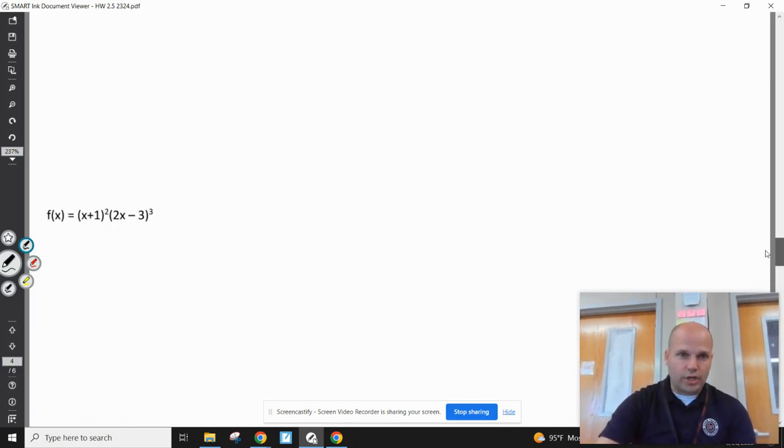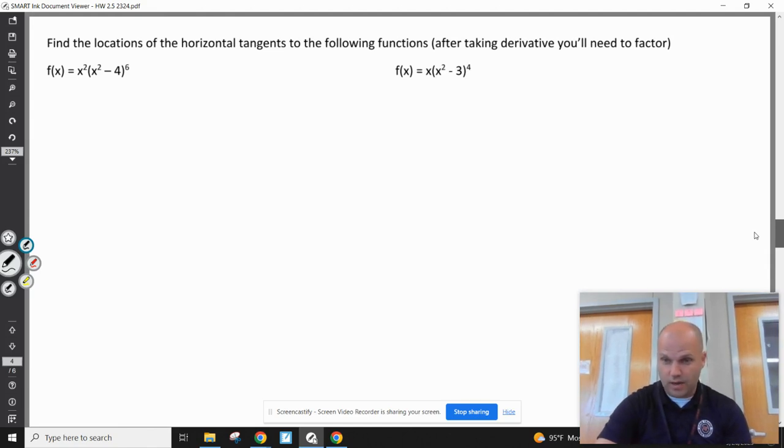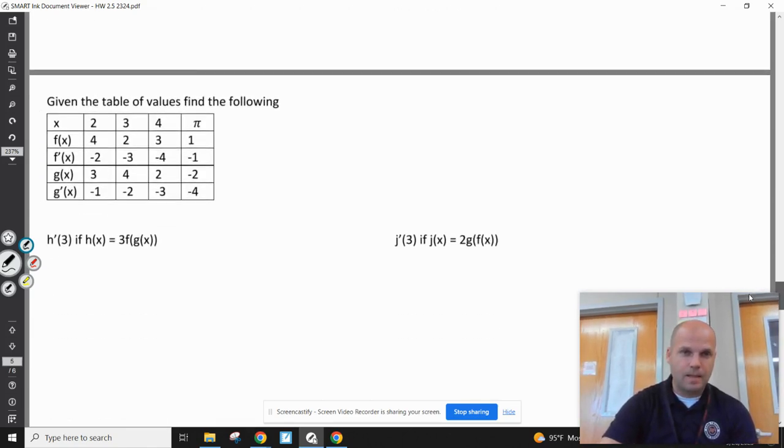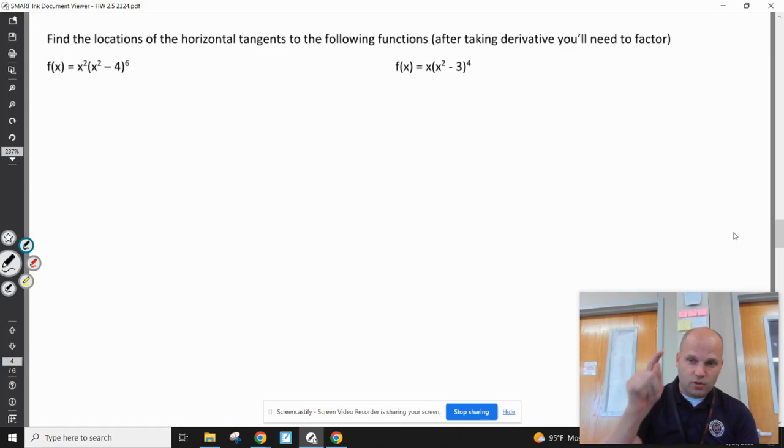A couple tricky ones where we have the product rule, and I'm going to ask you to find the horizontal tangents, which means we need to solve an equation, which means we're going to have to factor. We'll talk about that. And then we have these table problems. Okay, so these are tricky. You will have to do this on your test.